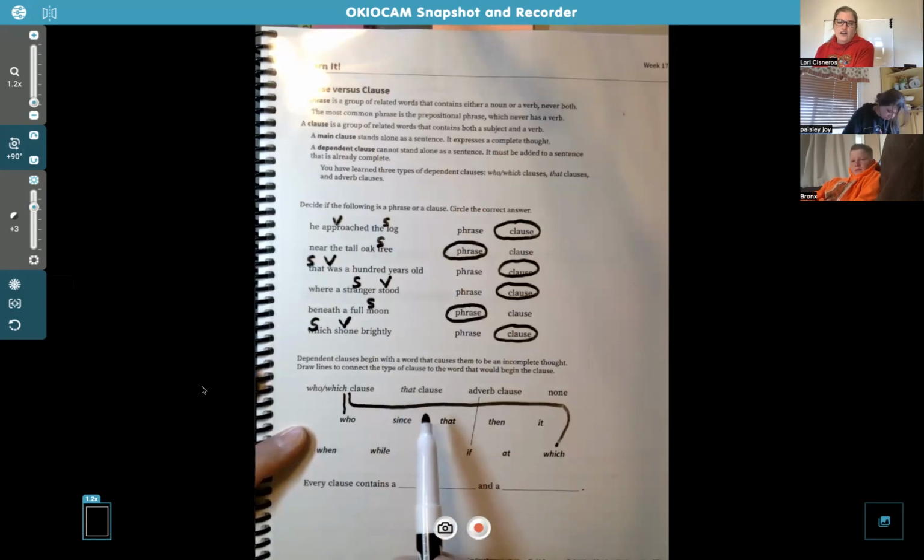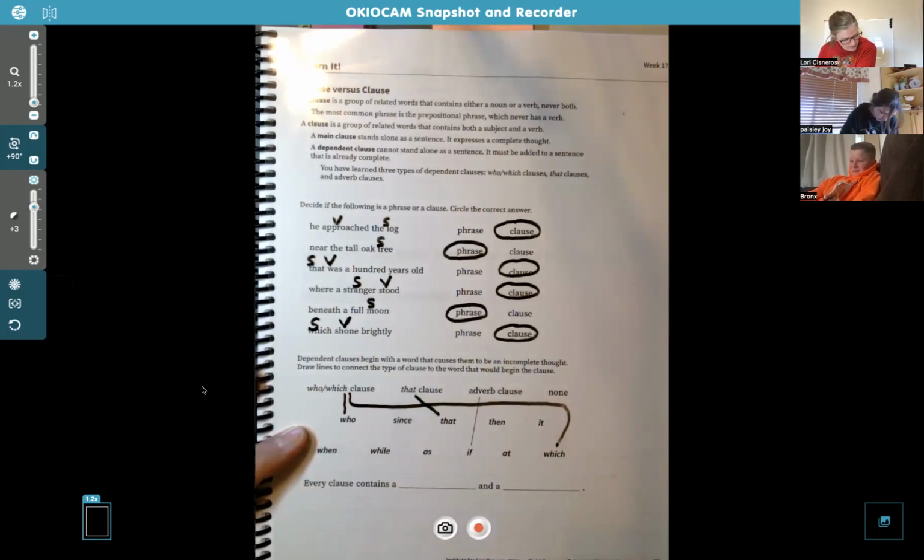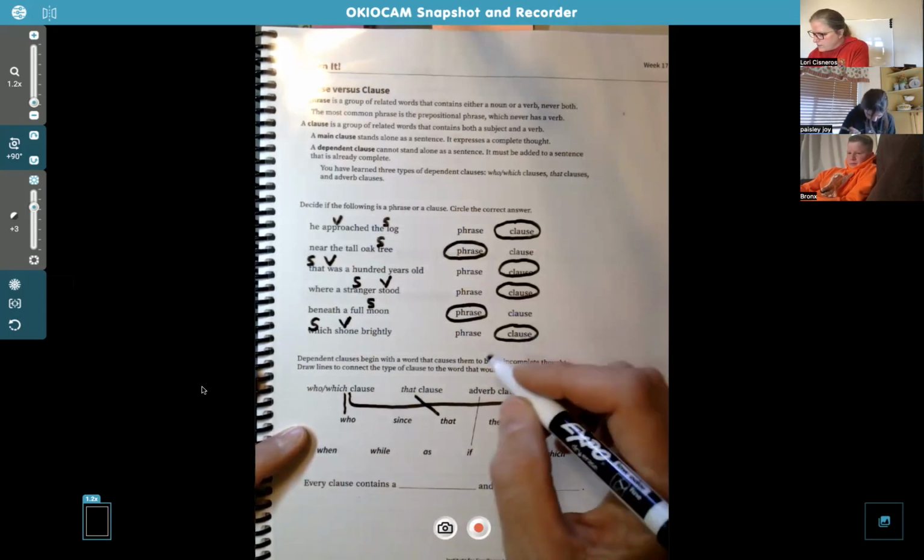Obviously the that clause, what should we connect to that clause, Paisley? What starts at that clause? You're muted. That. Yeah, easy. Just go right to that. Adverb clause, do you remember this one?